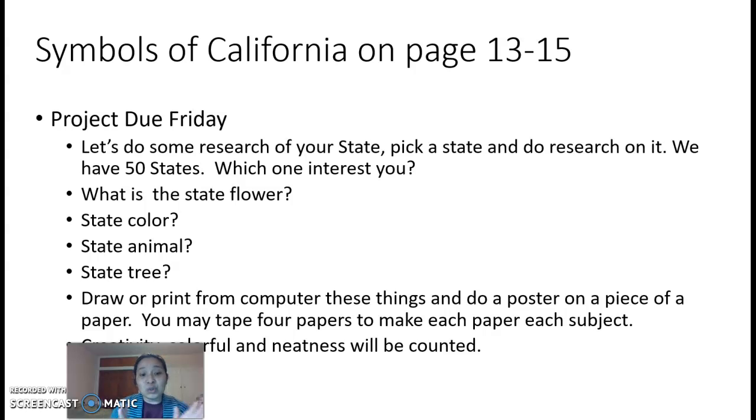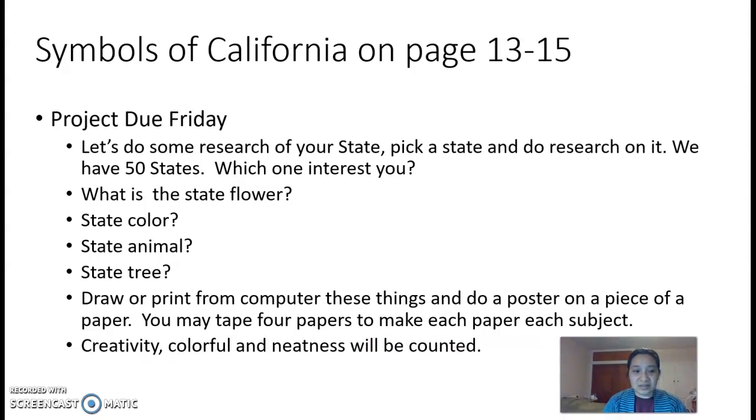There's going to be two parts to this project. One is a social studies project showing me the poster. You can use paper here too, of the state's flower, color, animal, tree. And the other one, you're going to be writing a paragraph for me to turn in for English. Do you have any questions? If you do, just Dojo me, or when I call you, you can ask me that question. Have a great day, and I hope this is okay for you.